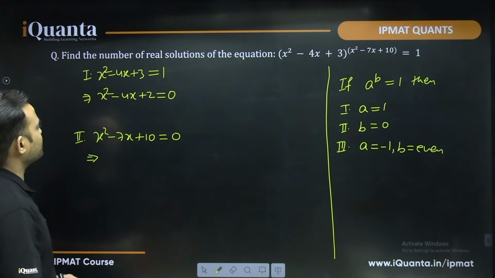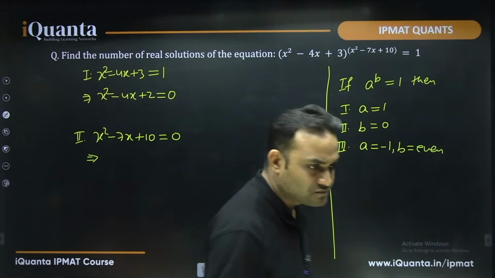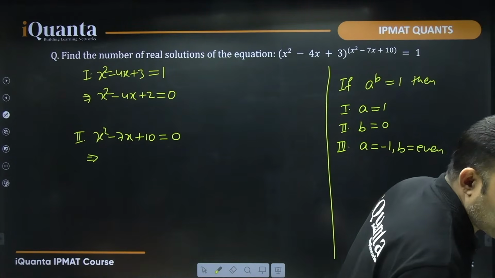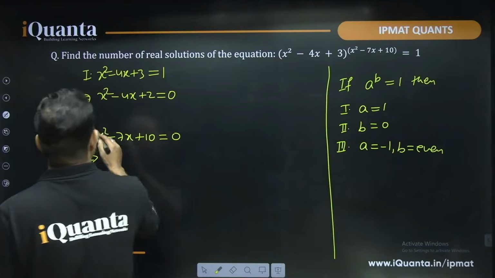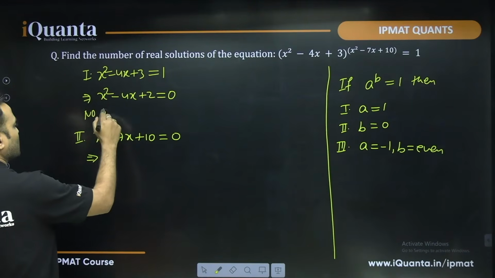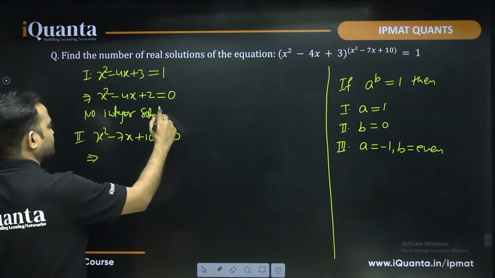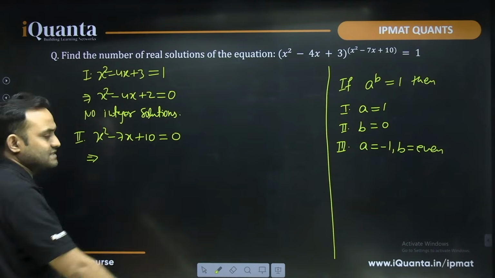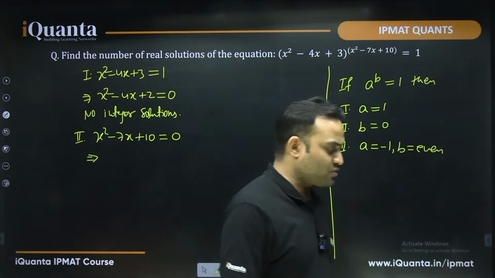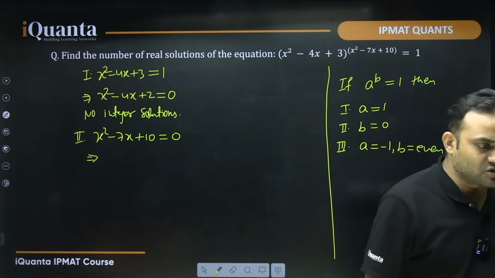तो इसका तो कोई सॉल्यूशन ही नहीं है ना? राइट? a को 1 लेंगे, सो नो इंटीजर सॉल्यूशन, राइट? Correct, guys? Is that clear? x square minus 4x plus 2, no integer solutions, right?